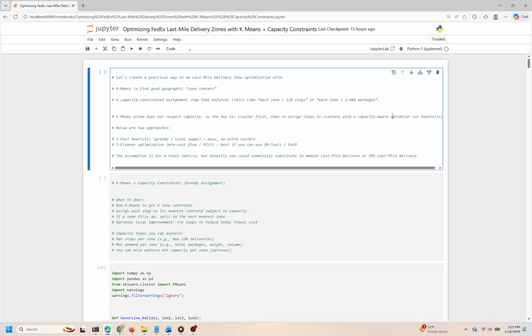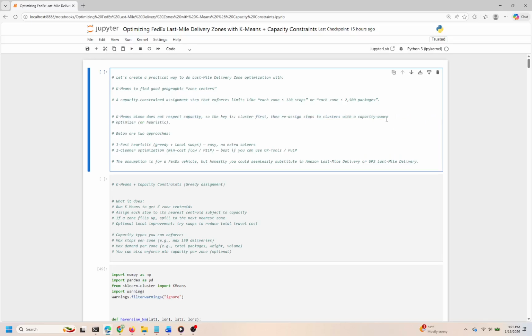The logic here involves two primary steps. First, we employ k-means to group delivery stops into clusters that ideally represent these zones. This allows us to identify strategic central points for each zone. However, after initial clustering, we need to ensure that each zone adheres to predefined capacity constraints, like limiting each zone to a maximum of 120 stops or 2,500 packages. This is where our second step comes into play.